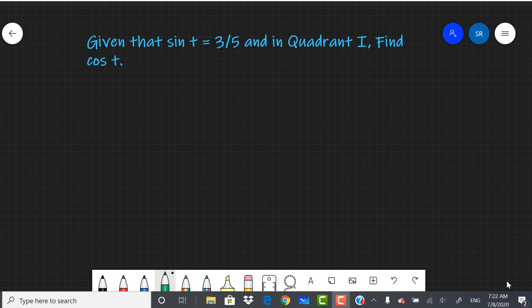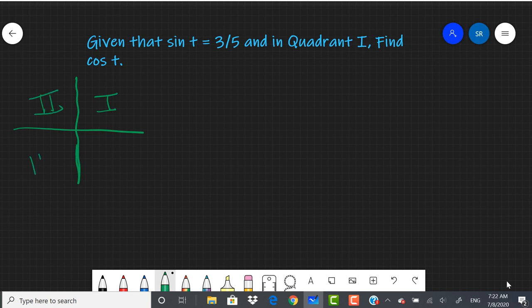So we're given that sine t equals 3 over 5, and in quadrant 1, we're going to try and find cosine of t. So if we're in quadrant 1, make a quick graph. We know quadrant 1 is here. We always go counterclockwise. So we're here in quadrant 1. That means both cosine and sine are positive, so we don't have to worry about any negative numbers here.